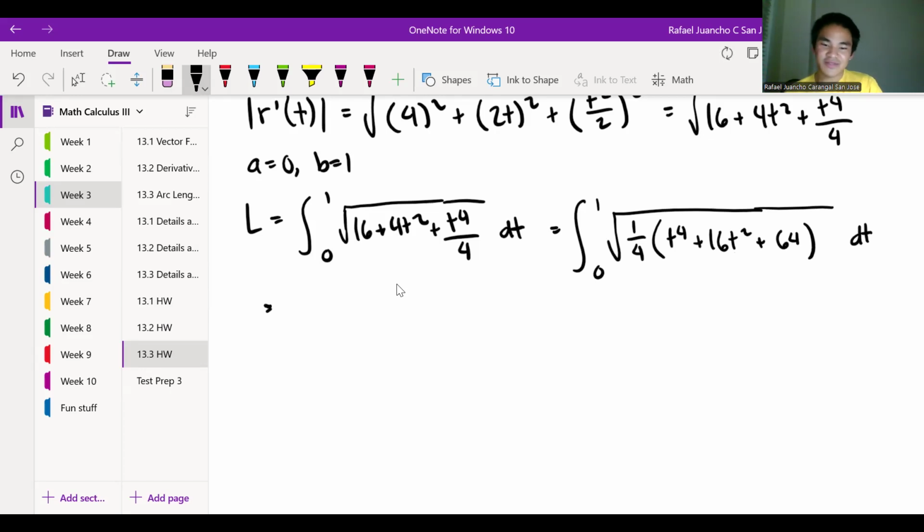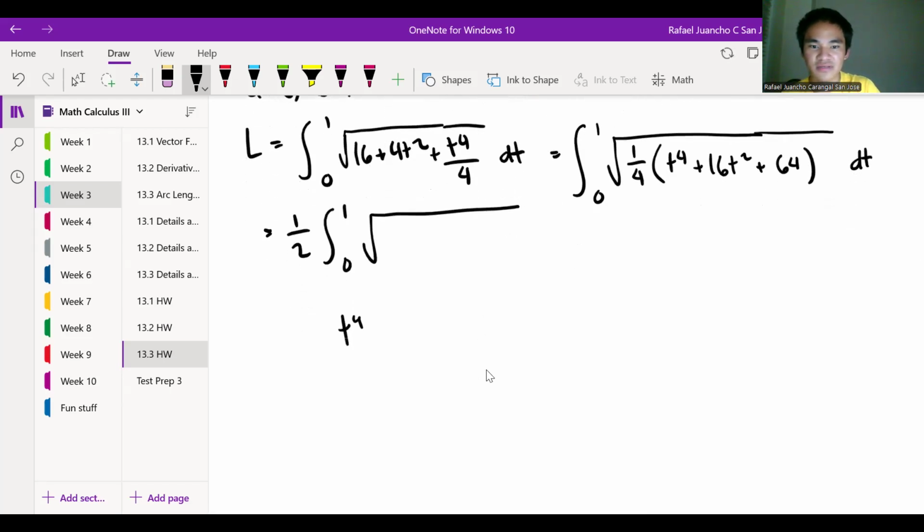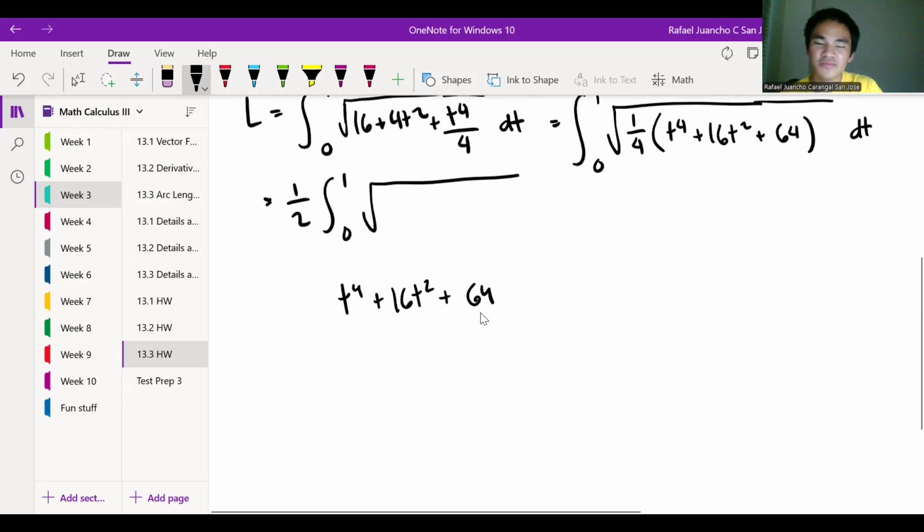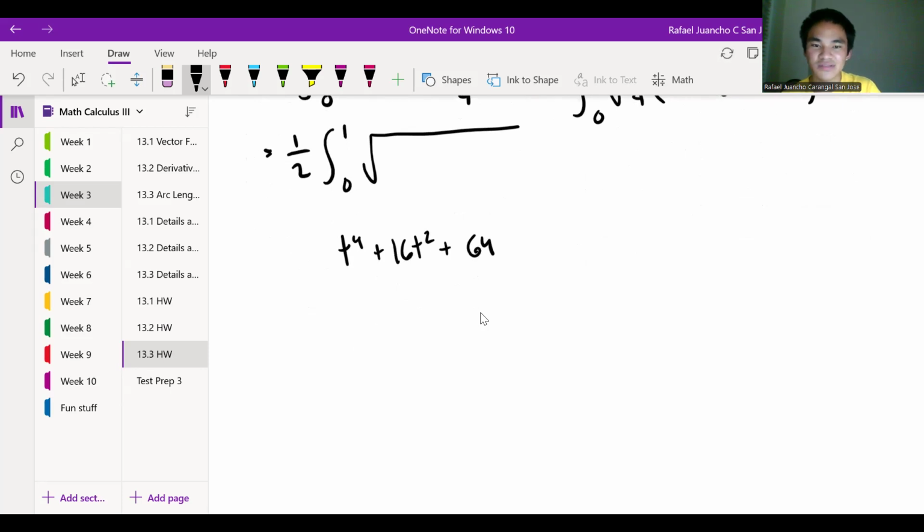And I can actually put it out. So I can put out a 1/2 there, so I can put 1/2, 0 to 1. Now what do I do with this? Well, I can complete the square. So this is going to be t fourth, let's see, 16t squared plus 64. Okay, so this is going to be t squared maybe plus 8.